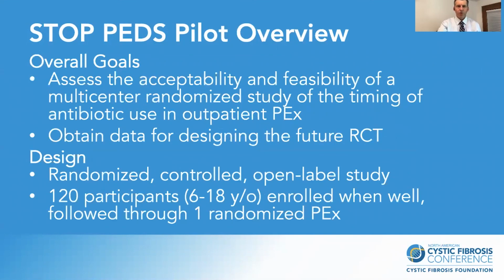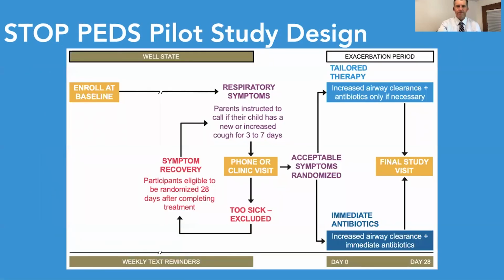So the overall goals of the pilot study we're just beginning is to assess the feasibility of a future multi-center randomized study of the timing of antibiotic use in outpatient exacerbations, as well as to obtain data for designing that future study. The current study is going to be a randomized controlled open label study of 120 participants who are school-aged, enrolled when they're well, and followed through one randomized exacerbation. Here's a schematic of what it's going to look like.